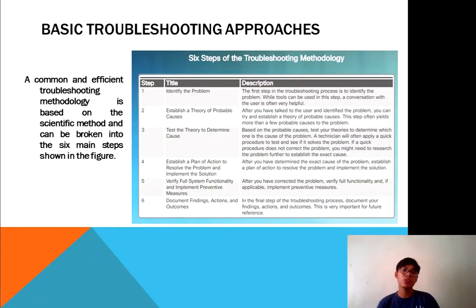Basic troubleshooting approaches. A common and efficient troubleshooting methodology is based on the scientific method. It can be broken into 6 main steps shown in the figure. The first step, identify the problem. Establish a theory of probable cause. Test the theory and determine the cause. Establish a plan of action to resolve the problem and implement the solution. Verify full system functionality and implement preventive measures. Document findings, actions, and outcomes.